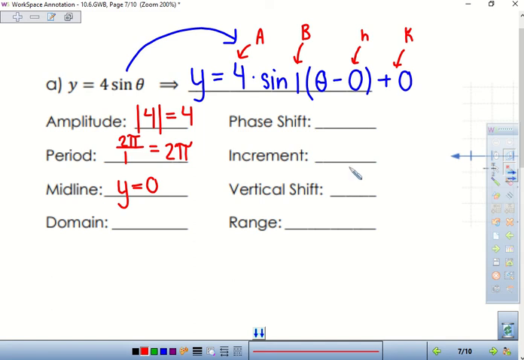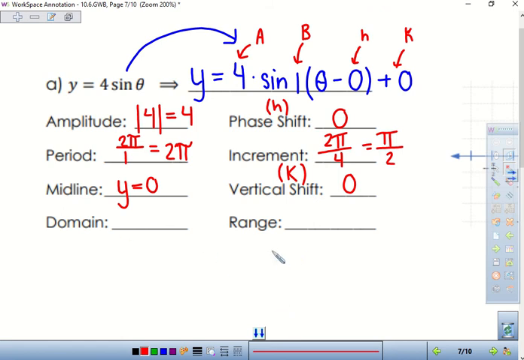Now the phase shift deals with your h, and this time our h is 0. To find increment, you take whatever the period is, and you divide it by 4. Always. That will reduce to pi/2. So what increment means is every pi/2, every 90 degrees that we go, we hit another critical point. That's where the critical points hit. So increment's always going to be period divided by 4. The vertical shift is 0. That's k, which is 0.